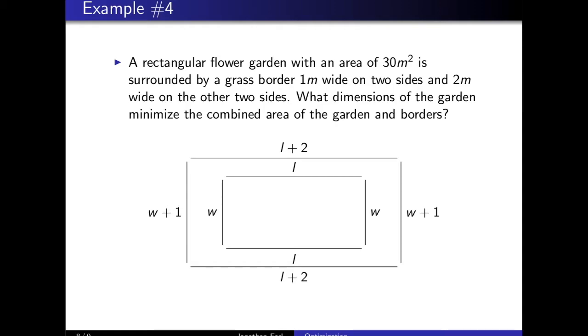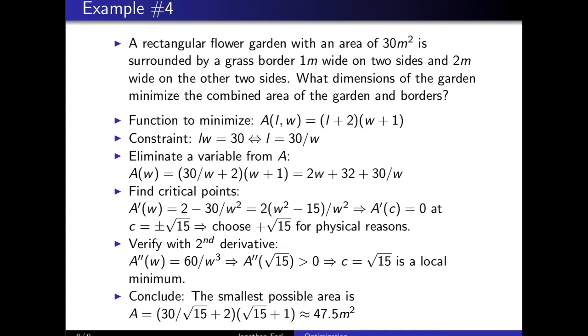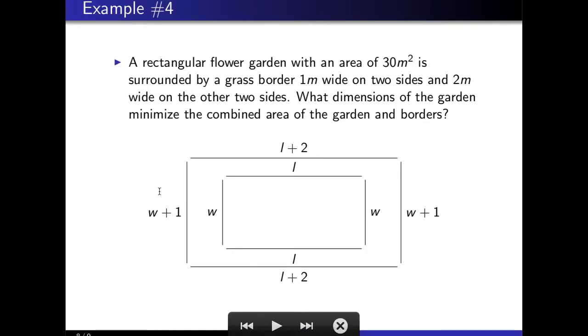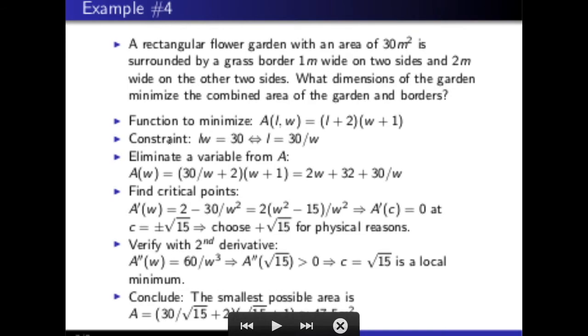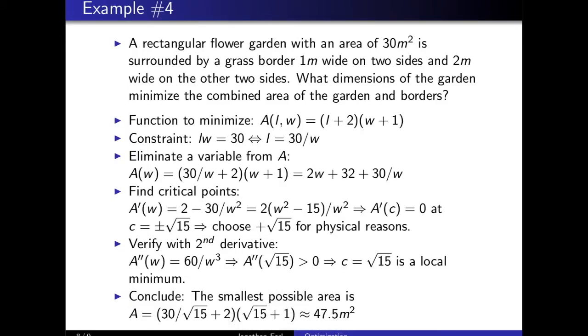We could do this by saying that the outside rectangle has side lengths L and W, and then the inside rectangle has side lengths W minus 1 and L minus 2. We'll get to the same place in the end, but this will work fine. Okay, so again, we'd like to define the function that we want to minimize. In this case, it'll be L plus 2 times W plus 1, so that'll be the dimensions of the outside rectangle. And then what we're told is that the inside rectangle, which has area 30, so L times W has to be 30.